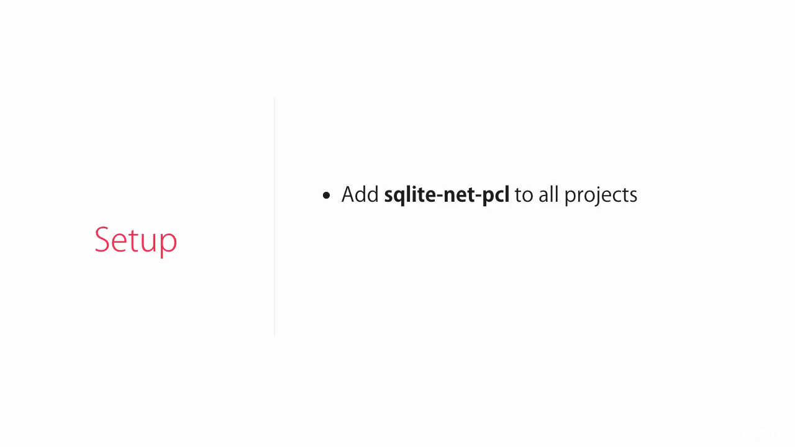So before we move on to the next lecture, what I want you to do is add this NuGet package to every project, and then download the zip file and copy the interface and its implementations in the corresponding projects. Next, I'm going to show you how to use SQLite.net.